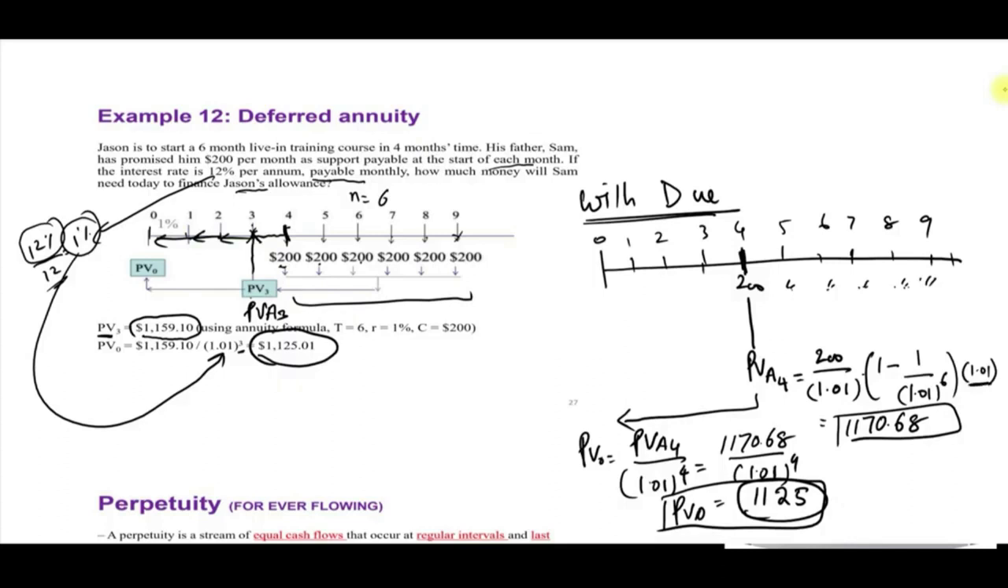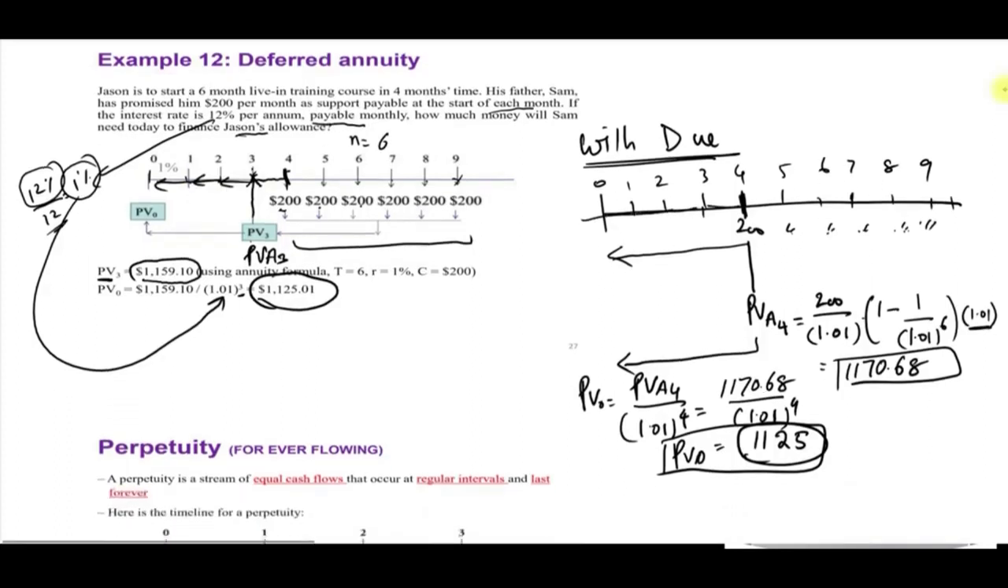Once we have the answer here, we have to take it back to 0, but here the period would change from 3 to 4. So we would discount one more time, 1, 2, 3 and 4. If you see, our answer would be similar. So we can solve this deferred annuity case using the ordinary method or the due method.